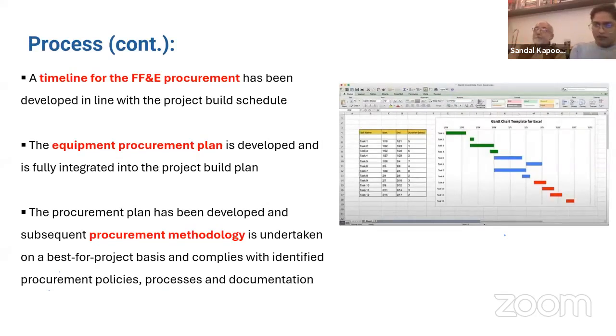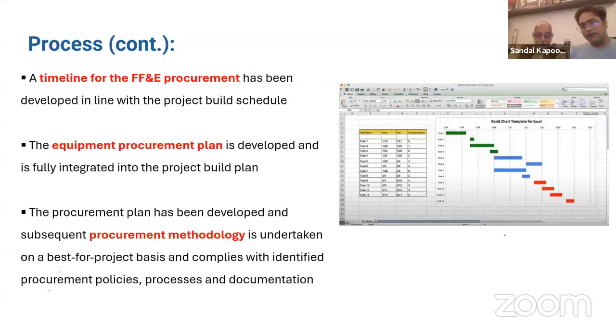Then the procurement plan will also have the procurement methodology, like how we are going to do it. There may be certain equipment that we club together. There may be 10 different vendors from where we are getting our equipment, but we'll club certain equipment to certain vendors. So whatever your methodology, whatever your plan, that has to be detailed out in your procurement plan.